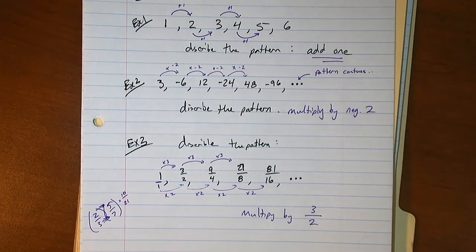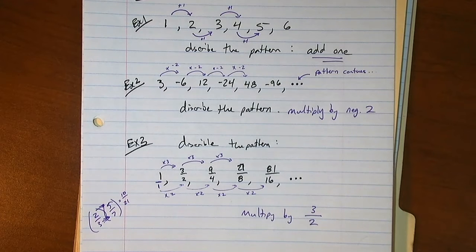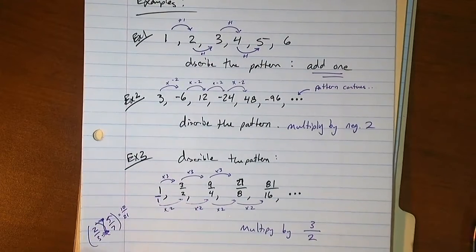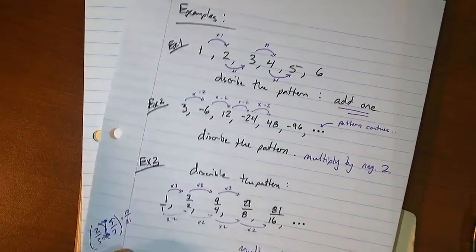Okay, so this is the type of thing that you'll be working with in the homework, just simply finding a way to describe the pattern. Now, that's only half of most of the problems that you'll do. The other half that you'll need to do is then, once you can describe the pattern, find pieces that are missing.